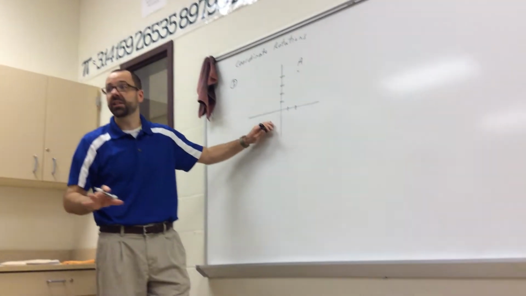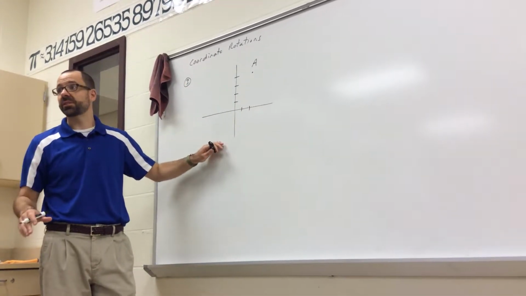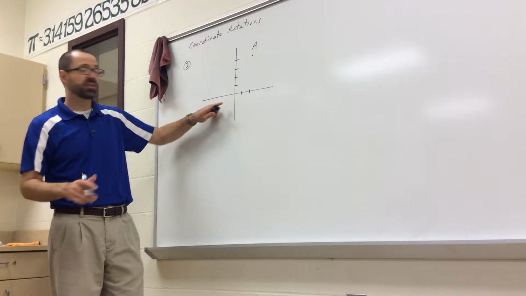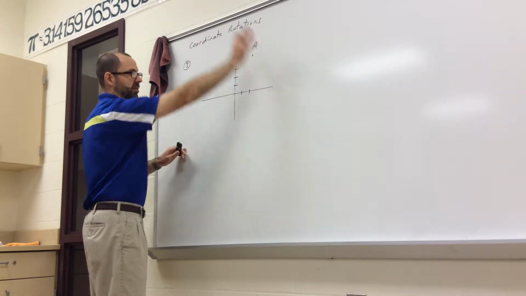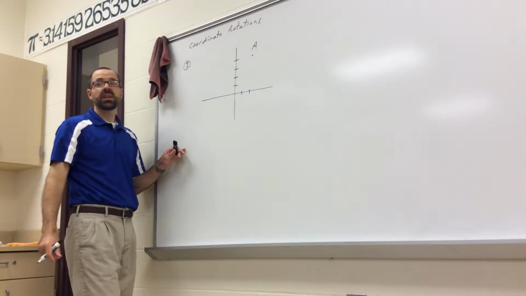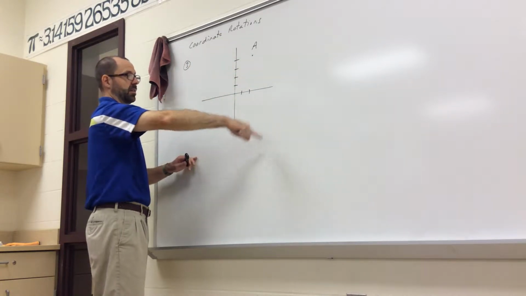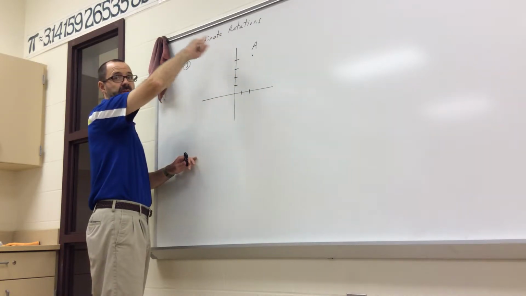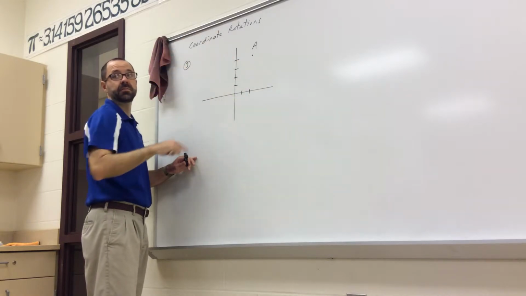Okay, so now we're going to rotate on the coordinate plane where we have some points. And the center of rotation is going to be the origin. So everything's going to rotate around the origin. And the first thing you need to know is this way is positive and this way is negative.